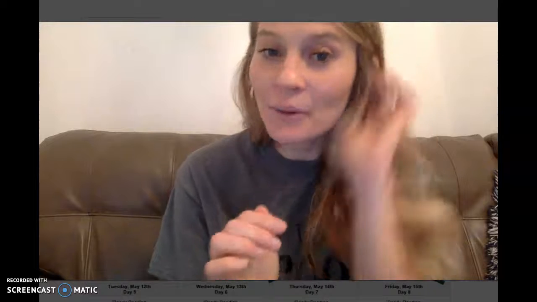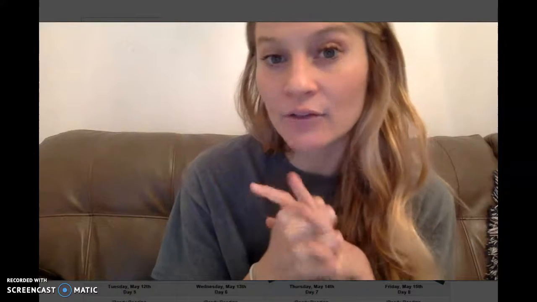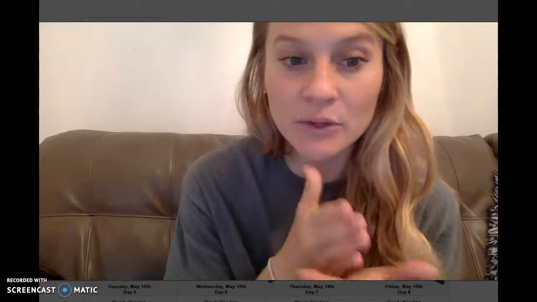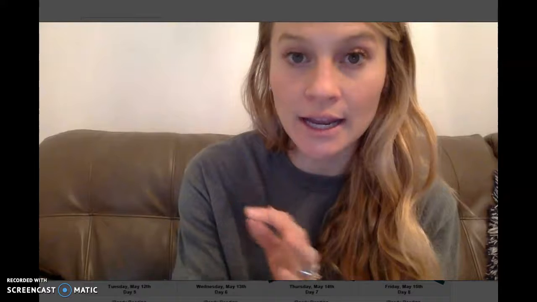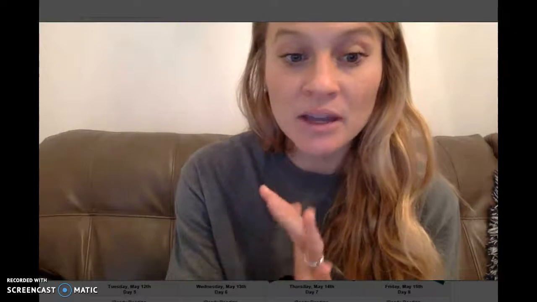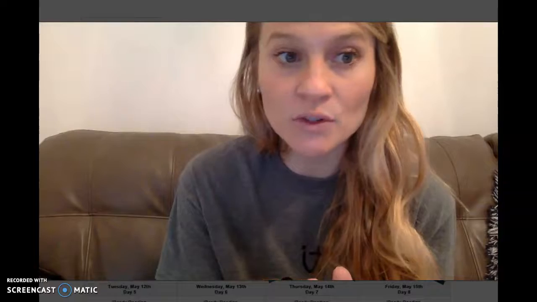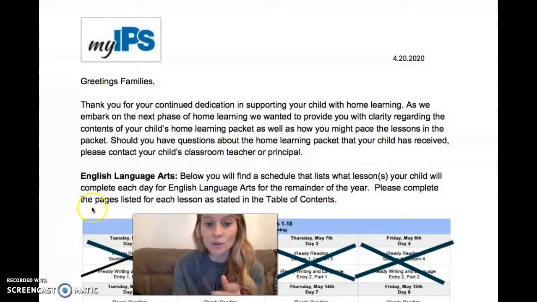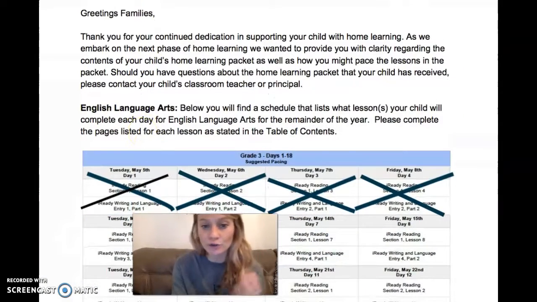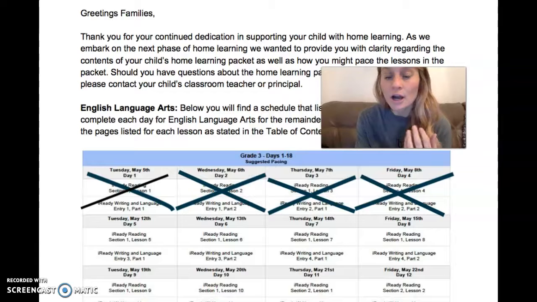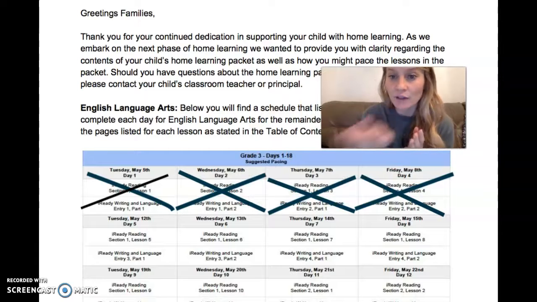So I want to go over what the packet looks like. I did this last week, but I just want to make sure you all understand how we're pacing this, because we're trying to keep it as efficient and easy for you as possible. You can stick this schedule up on your refrigerator, in your bedroom, wherever. You won't lose it, because we're going to follow this for every single day that it's given.